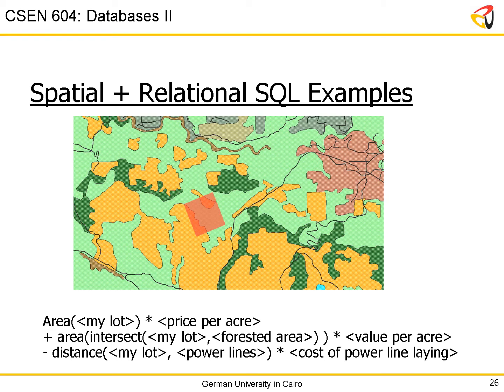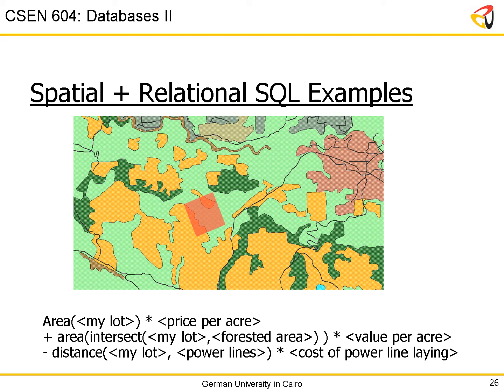Here is another example where again I'm doing aggregate functions and mixing spatial and non-spatial functions. I'm calculating basically the price of my plot: the area of my plot multiplied by the price per acre, plus the area of what intersects between my plot and the forested area multiplied by some value per acre, and I subtract from that some value which has to do with how far my plot is from the power line. So again, here distance is a spatial function, intersect is a spatial function. Area calculation could be thought of as a spatial function or not, because it's basically the area of a polygon.